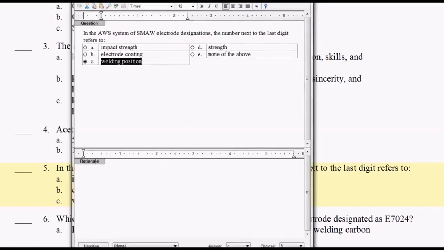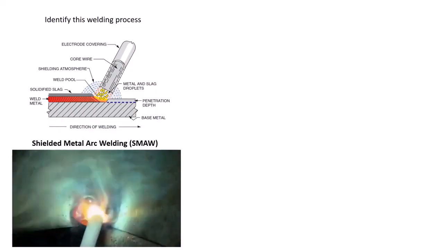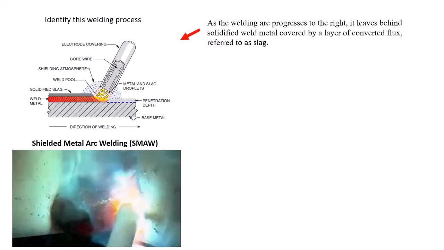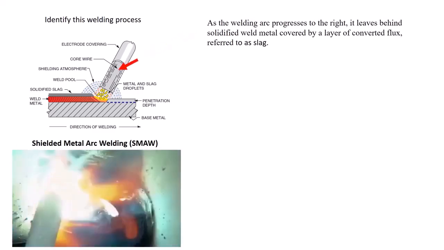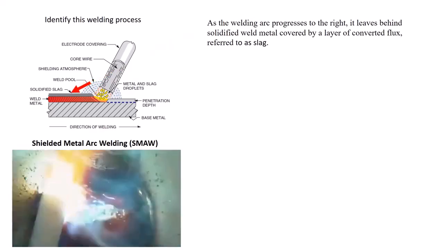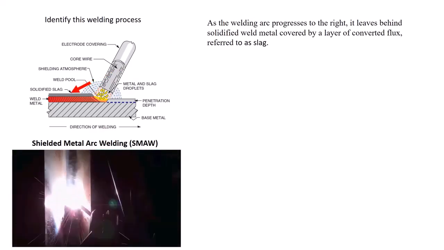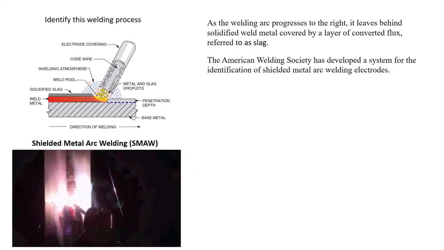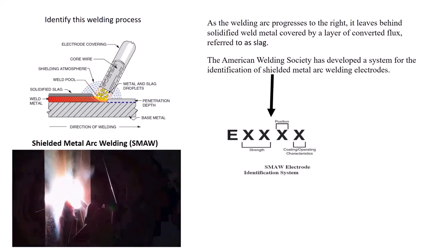C. Welding position. Before we leave, let's break down that last question. You see this welding process right here. It's called shielded metal arc welding. We're welding with a 7018. You notice that the progression is going uphill and it has slag on it. And the slag is a protection for the weld. And American Welding Society has also developed a system to identify these electrodes. Let's break this one down.